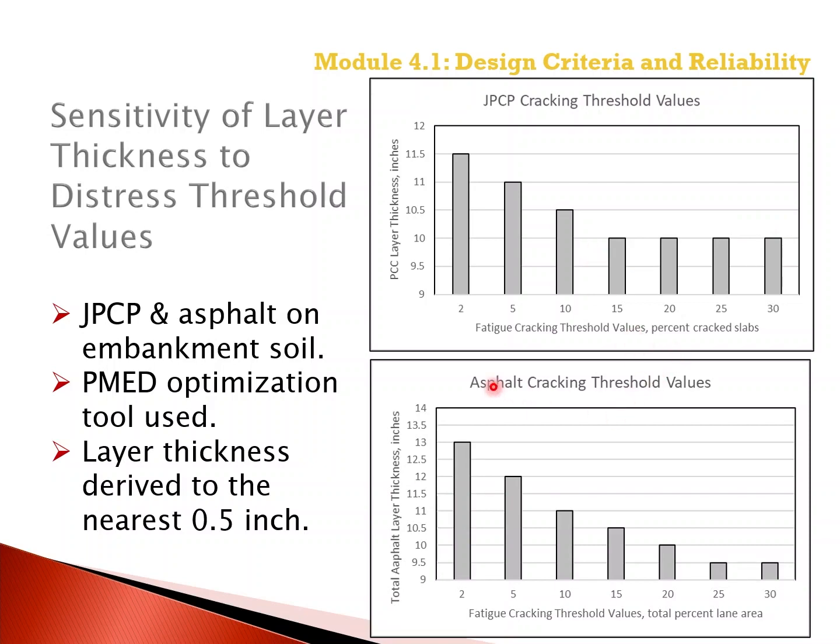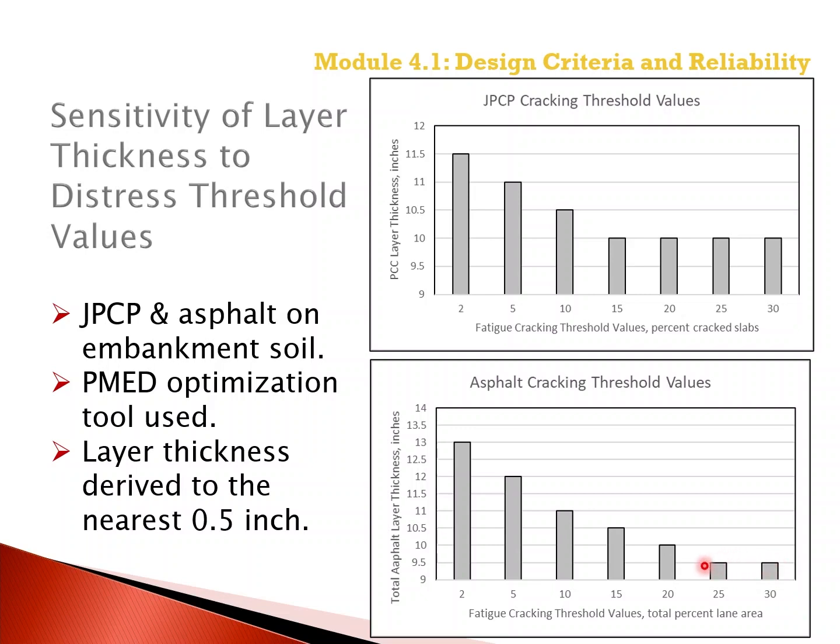This shows again now the same thing, the bottom bar graph, but this is for asphalt fatigue cracking or bottom-up fatigue cracking. So again, y-axis, total asphalt concrete layer thickness, x-axis, bottom-up fatigue cracking threshold values, total percent lane area cracked. And you can see here we go from 2%, which requires about 13 inches of asphalt, down to about 9.5 inches for 30% bottom-up fatigue cracking.